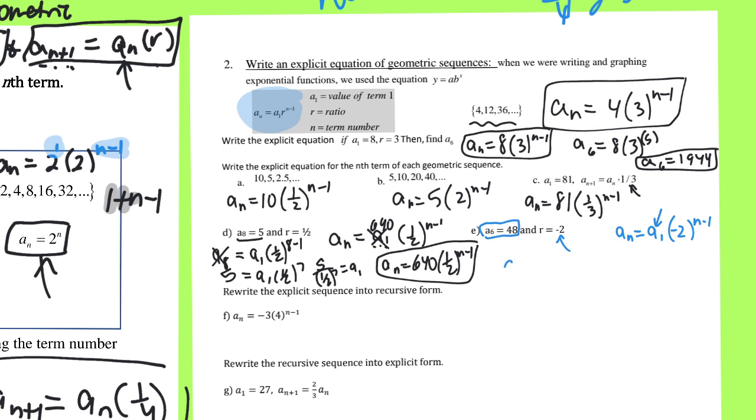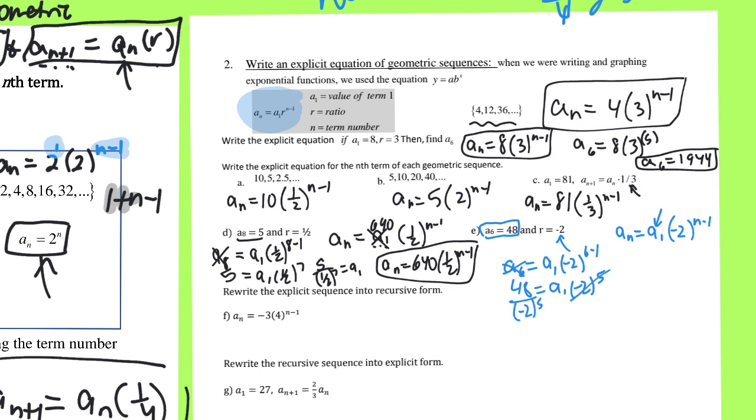So a sub 6 is 48. The value of a sub 6 is equal to a sub 1 times r, which is -2, to the 6 minus 1. Again, we know a sub 6 is actually 48. So 48 equals a sub 1 times -2 to the 5th. To solve this equation for a sub 1, we're going to divide both sides by -2 to the 5th.